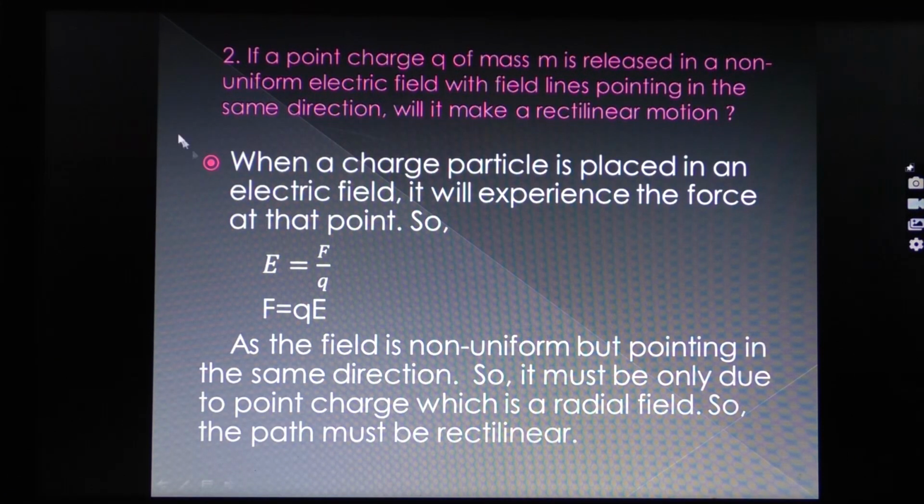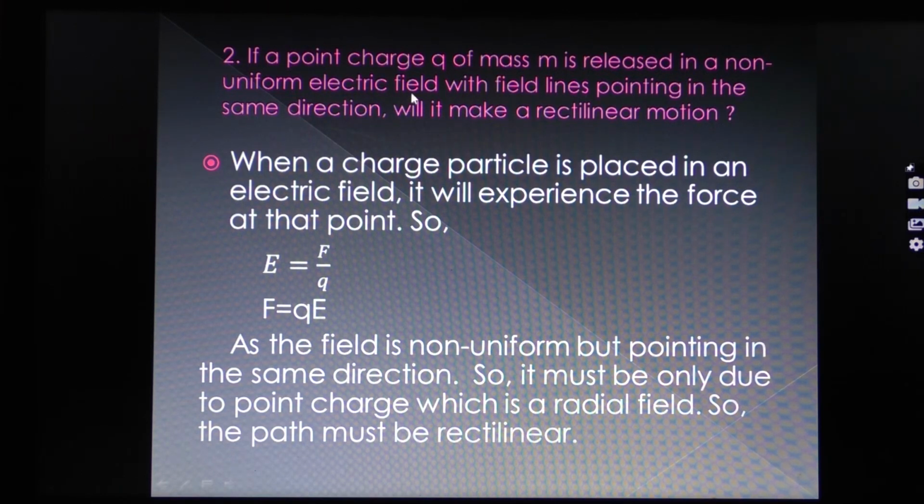All right. Come to question number 2. If a point charge Q of mass m is released in a non-uniform electric field with field lines pointing in the same direction, will it make a rectilinear motion? First of all, try to understand the question. There is a point charge Q of mass m. It is released where? In a non-uniform electric field.